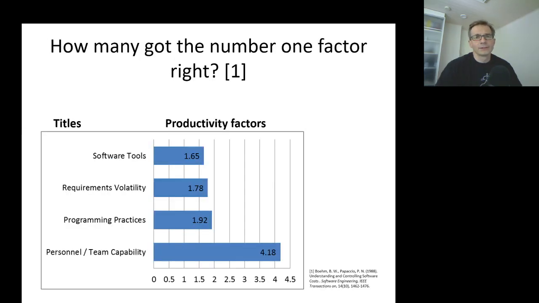The answer to the lecture question of the previous slide can be seen here. We can find that personnel and team capability is the biggest productivity factor. This is followed by programming practices, requirements volatility, and software tools. However, you can also see that the differences between programming practices, requirements volatility, and software tools are not so big, whereas personnel and team capability is clearly much larger than any of the 3 previously mentioned factors. You can also see the source for this finding.